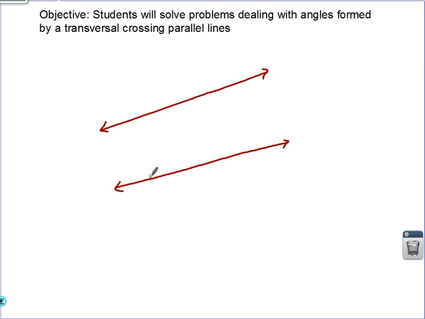Well, this one's in this plane, but the one that's coming out at you would not be in the same plane. That's not parallel lines. Those are skew lines. They never cross, but they're not parallel. Parallel lines lie in the same plane. They go on forever. They never cross.